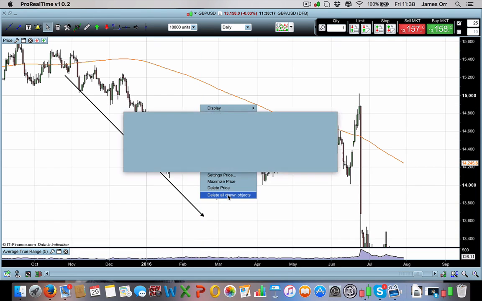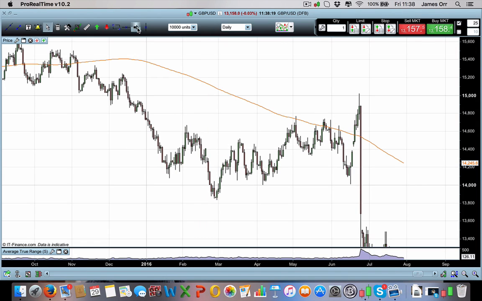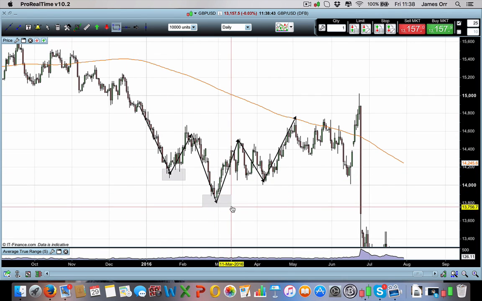What we can actually see is right here, the market comes down, pushes up, comes down, pushes up, comes down, and then pushes up again. This is a head and shoulders pattern, a very common pattern that you see when a market is about to reverse its trend.